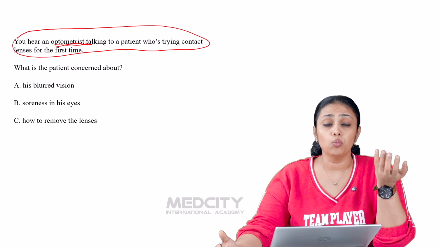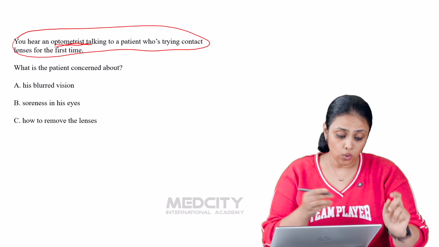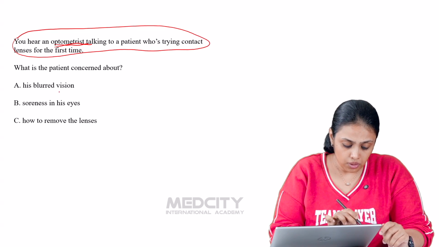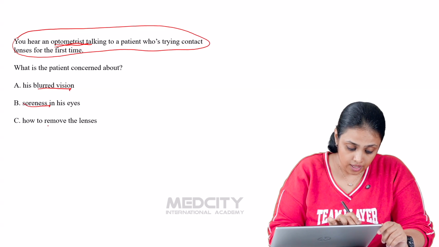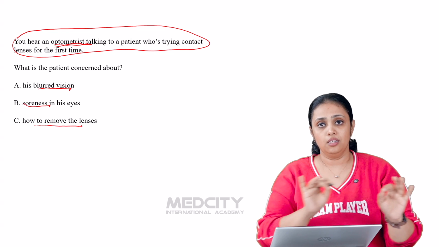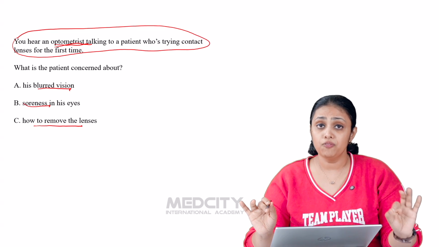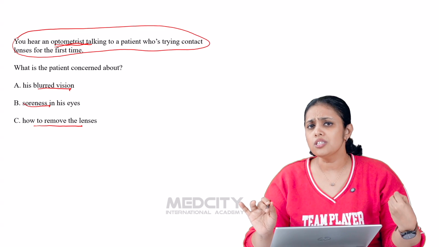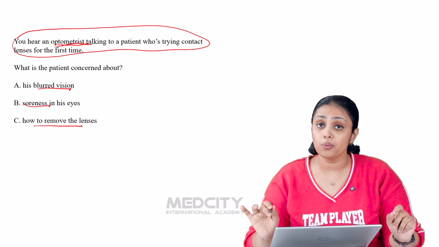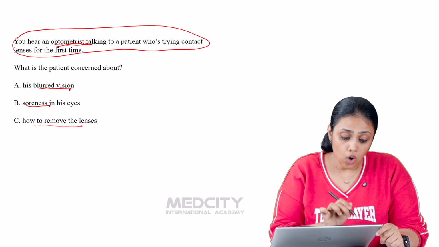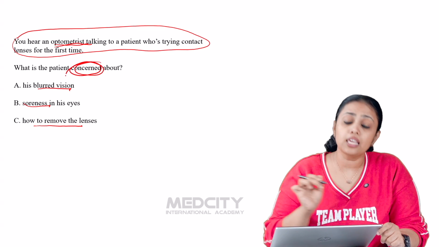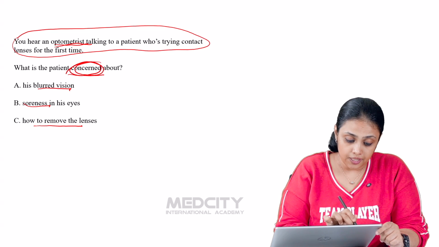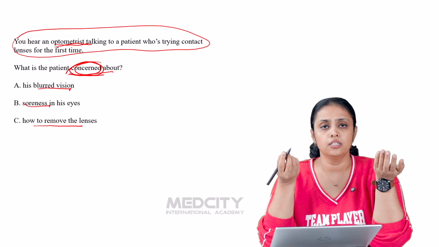And what is the question? What are we supposed to find out? Don't first go through the options. Students will be underlining blurred vision, then soreness, then how to remove the lenses. This is what students generally do. First, try and understand what the question is looking for. What is the question really looking for? What is the patient concerned about? So this is the key verb or the key word here. What is the patient concerned about?